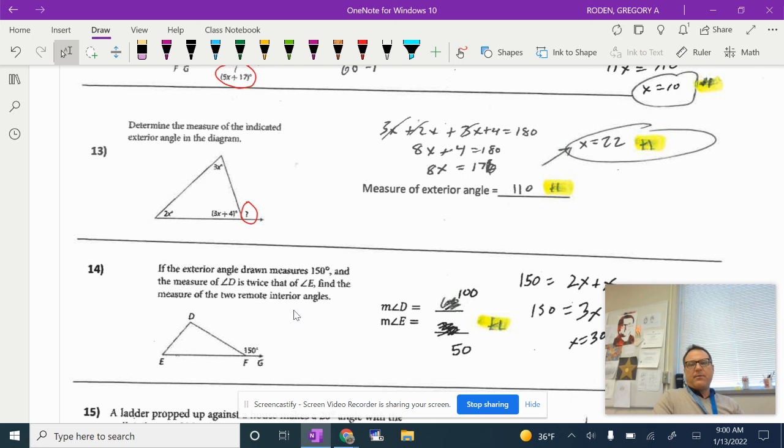Doing the algebra, 3x plus 2x plus 3x gives us 8x, plus 4 equals 180. We subtract 4 from both sides and get 176, is that right? And then we divide both sides by 8 and we get 22. So that's 1 point for getting x there. So you had to show me that you got x equals 22 for a point.